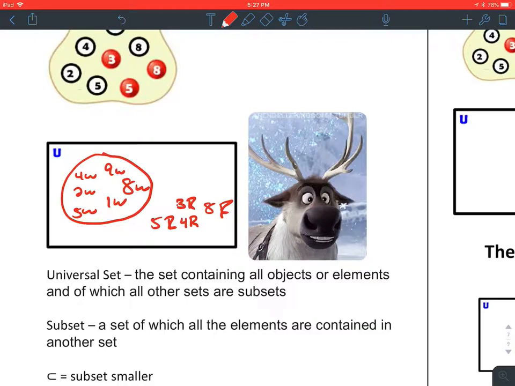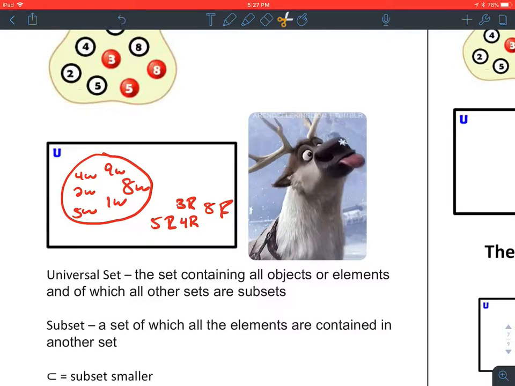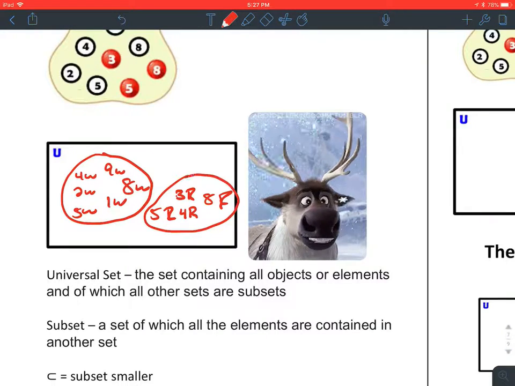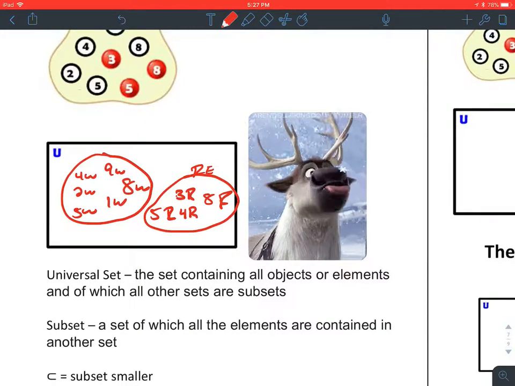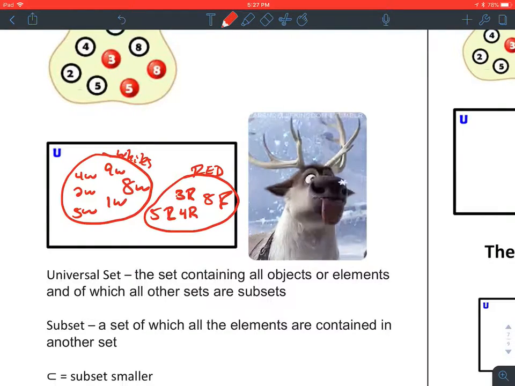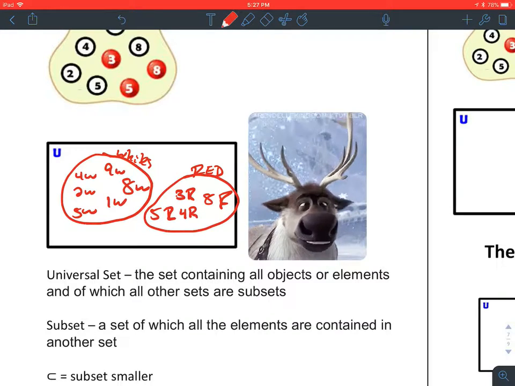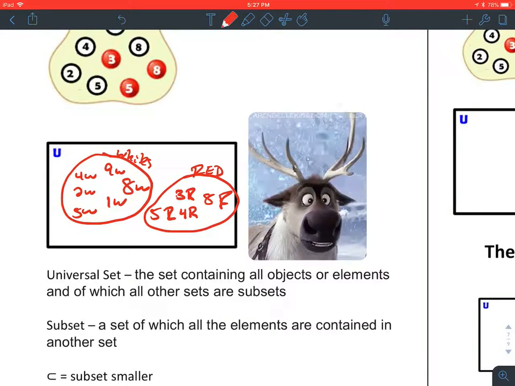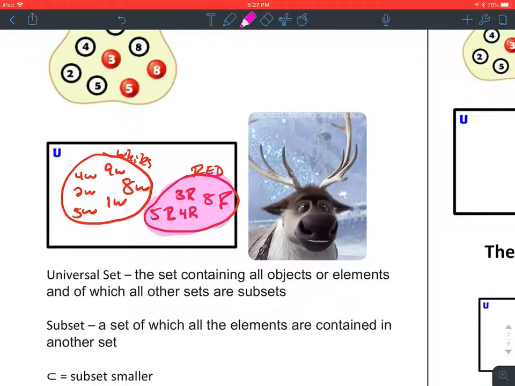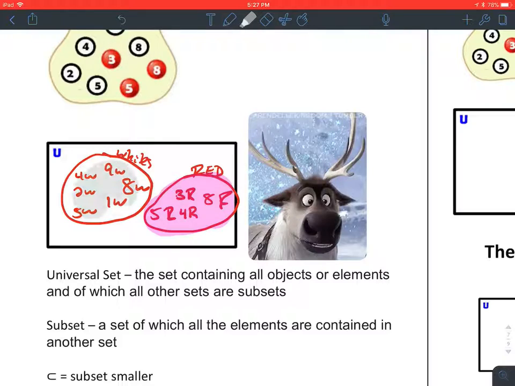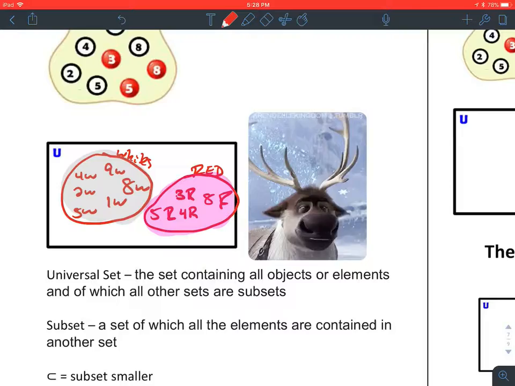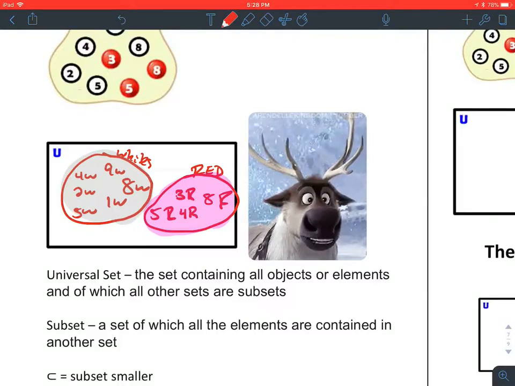So inside this circle, it doesn't have to be a circle, just a grouping, I could say this is the set of all reds, this is the set of all whites. Sounds a little racist, but we're separating our reds and our whites, that's just what's happened there. We could say that each of these is a subset of the universal set. A subset, once again, is a set in which all elements are contained in another set.